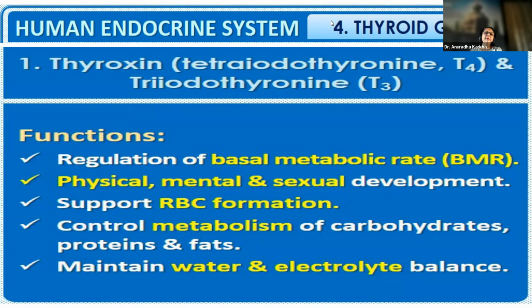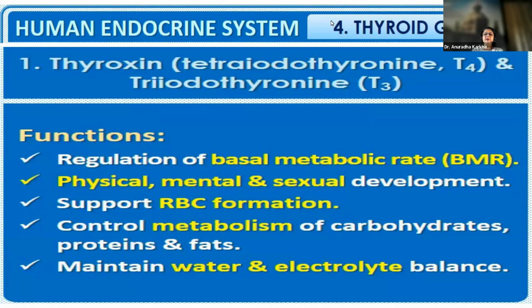So what happens after the death of those RBCs? New RBCs need to be produced, right? New RBCs have to be formed. So these new RBCs will also be formed under the influence of these thyroxines. So any problem with the thyroxine production, there will be a problem with the RBC production, leading to an anemic condition of the person. Right? It controls the metabolism of carbohydrates, proteins, and fats.